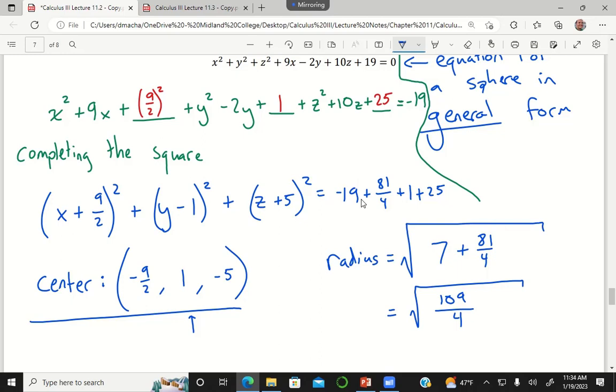You can check my math later, but what you end up doing is on the right-hand side of this equation, that should be the radius squared. That actually should be the radius squared on the right-hand side. And so once you add the fractions, you'll want to take the square root to tell you what the radius of the sphere is.